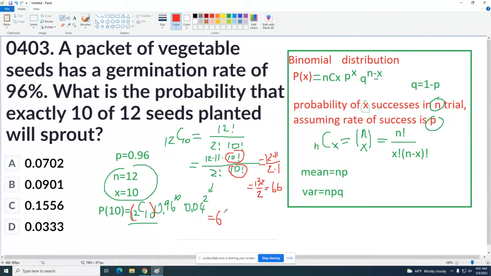So overall, we were supposed to calculate 66 times 0.96 to the power of 10, and then times 0.04 to the power of 2. The rest is all algebra calculations using your calculator. I hope that clarifies. The C is 66. 12C10 is a number. The rest is the binomial formula. In the binomial formula, you have to have a C number, then p to the power x, and q to the power n minus x.